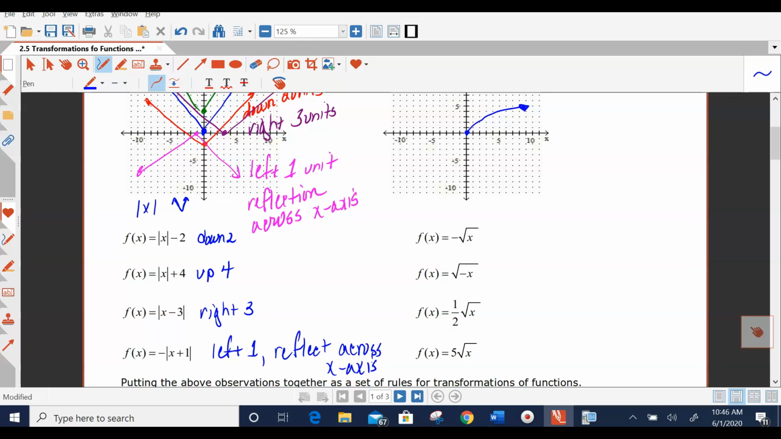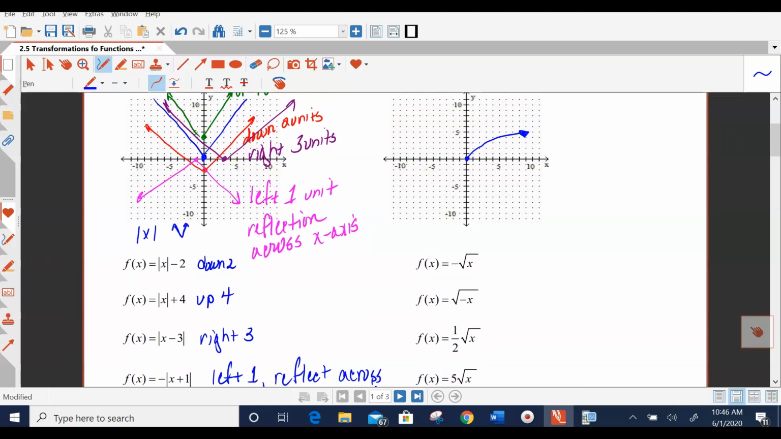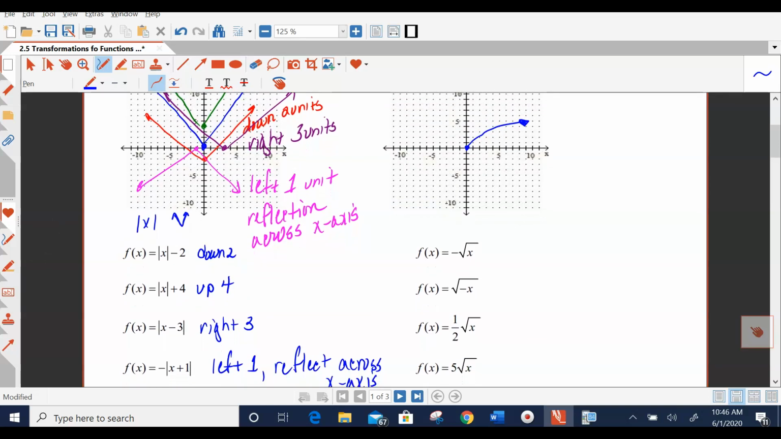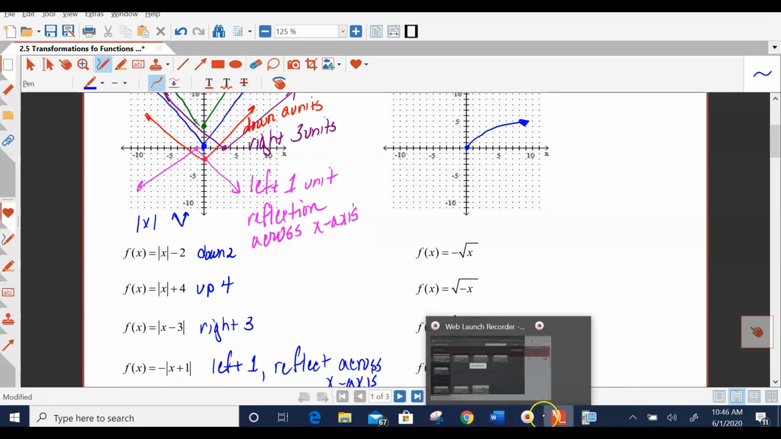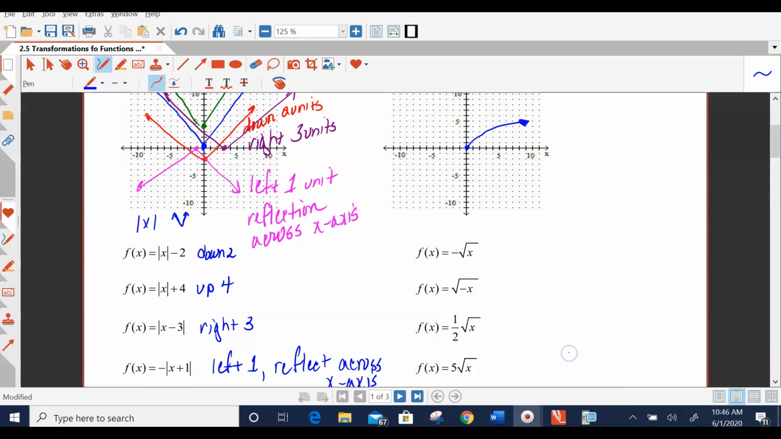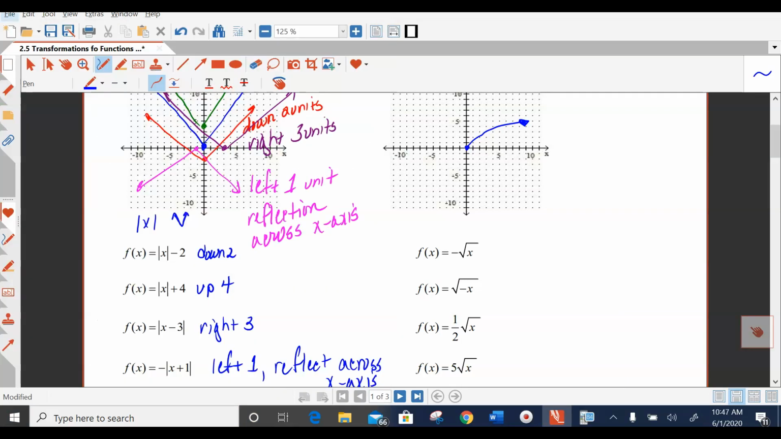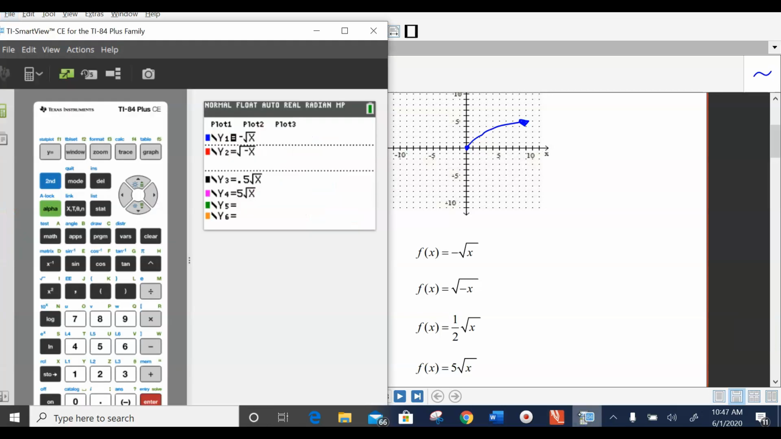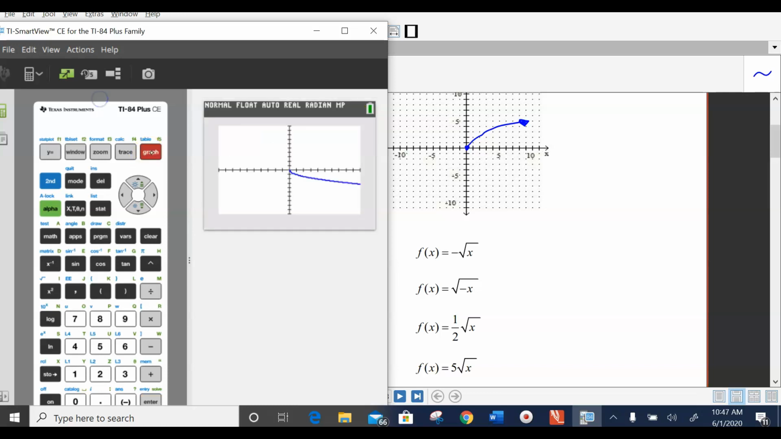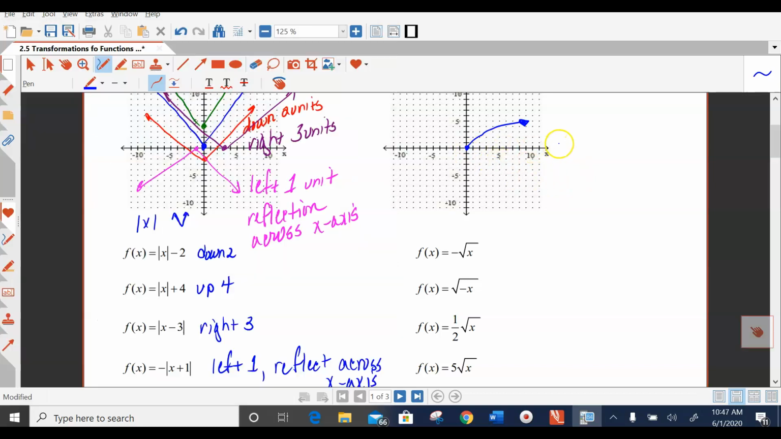All right, so now let's take a look at the square root shape, and let's see what happens to him. So I'm going to pause it and put those in my calculator. Okay, so I've placed those functions in my calculator. The square root of x is this arcing shape from the middle, goes to the right. And so let's graph the square root of x with a negative out front. Notice he reflects across that x-axis.